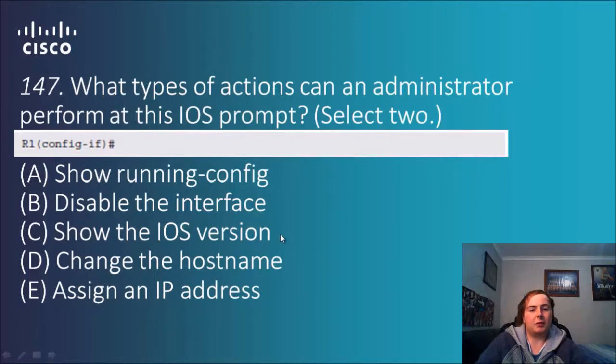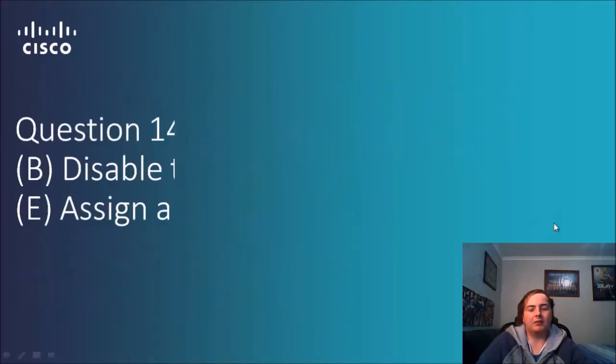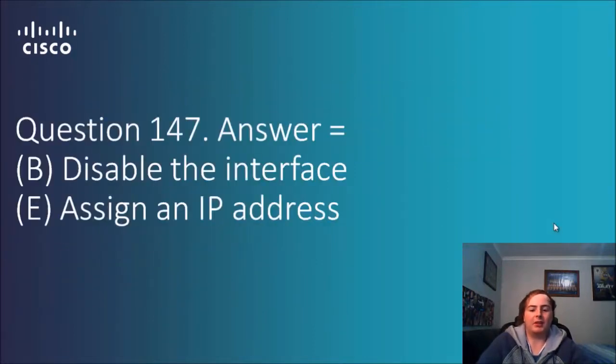You need to be sort of in user mode, or the first mode once you log into the router, and you go show version. So once you're configuring stuff, you generally can't get easy information like that. And you can't do the show running config either, because that's similar to showing the IOS version, since it's basically the same command. And we've got two there, disable the interface, change the host name, and assign an IP address. Don't believe you can change the host name there.